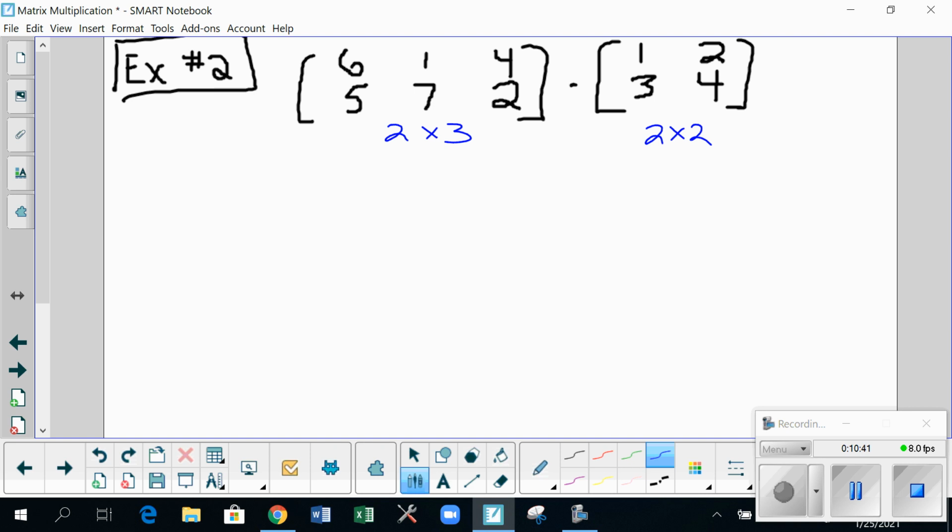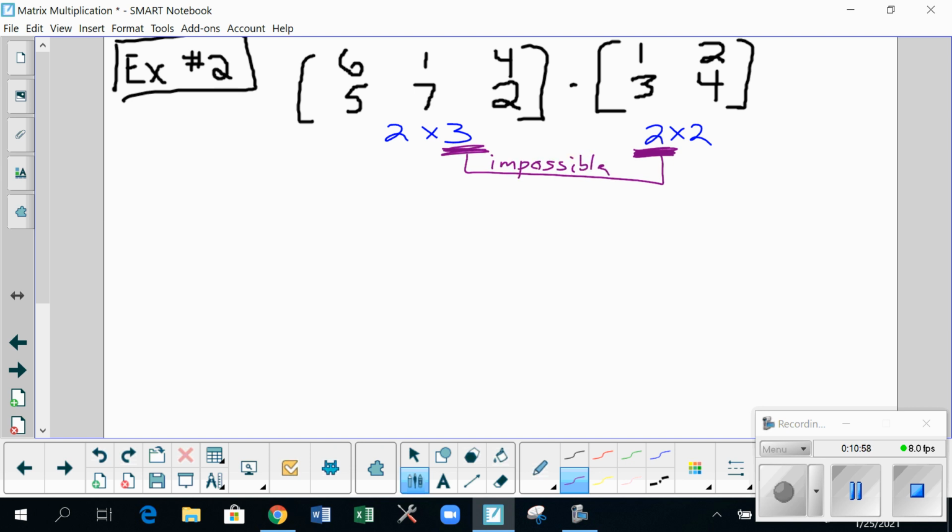And first, I need to make sure that this is even possible. Do the inner dimensions equal each other? Does this 3 equal this 2, these inside dimensions? And the answer is they don't. These are not equal, and so this particular multiplication is impossible.